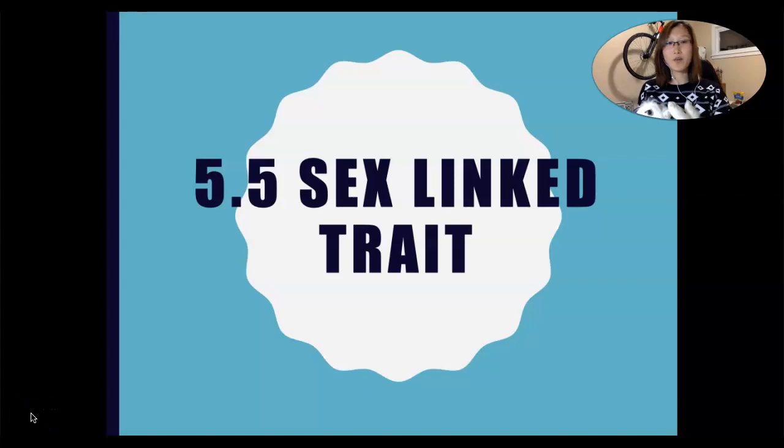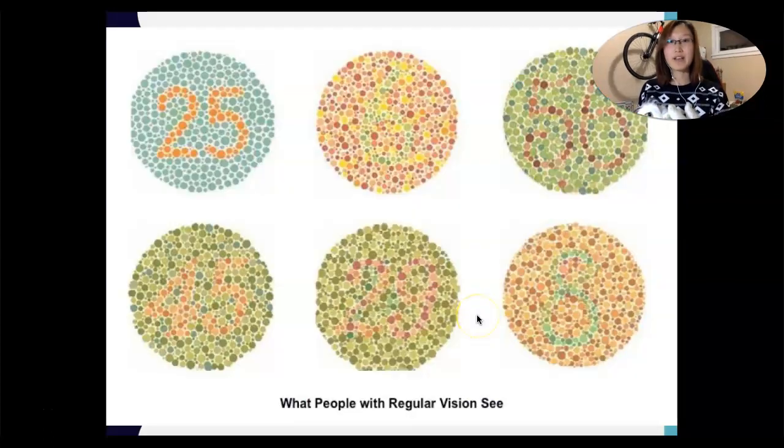Hello everyone, in this video we're going to talk about one type of non-Mendelian genetics called sex-linked trait. So we're going to get started with this picture over here. It shows you a bunch of different numbers. If you are able to see all the numbers, that means you're not colorblind, and if you can't see all the numbers, that means you're partially colorblind or you're not very sensitive to colors.